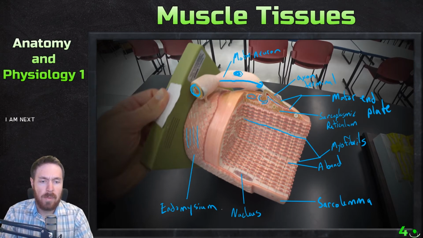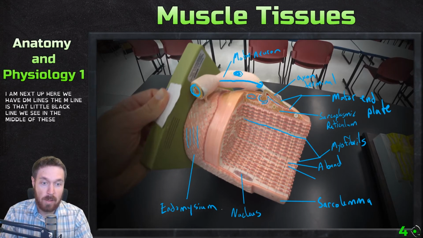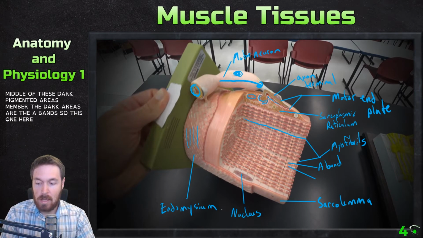All right, and next up here, we have the M line. So the M line is that little black line we see in the middle of these dark pigmented areas. Remember, the dark areas are the A bands. So this one here is the M line.